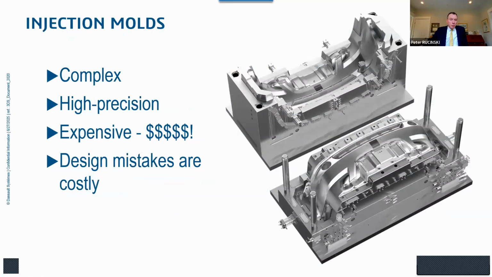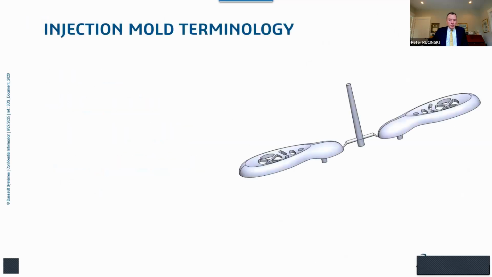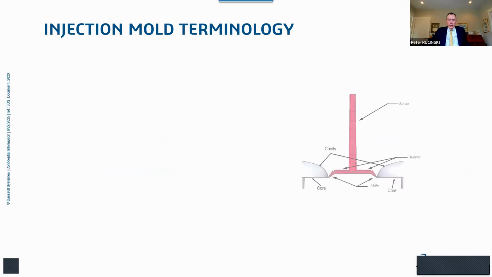Now, just a little bit about injection molds. These are high precision instruments. They can be extremely complex. They don't come cheap. They can cost tens of thousands to hundreds of thousands to over €1 million for just one mold. And you can imagine that the more expensive your mold, the more costly the design mistakes might become. Some injection mold terminology: what you see here is a standard 2-cavity cold runner system injection mold layout.